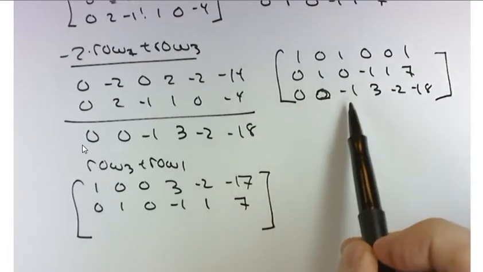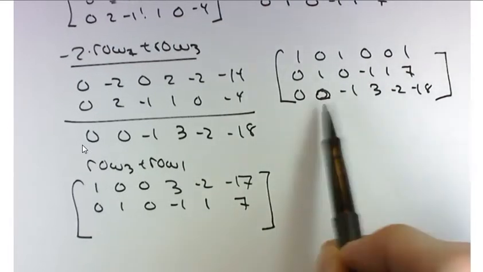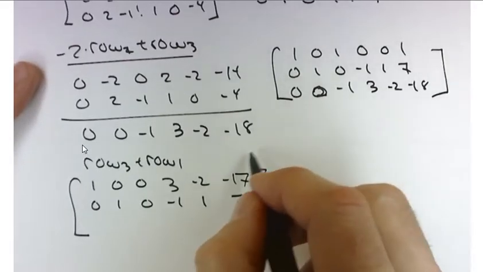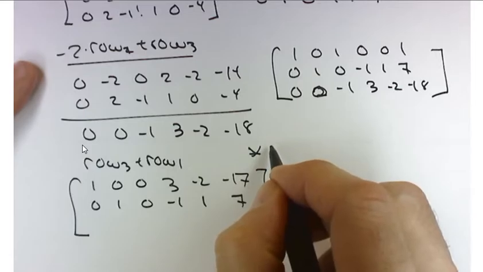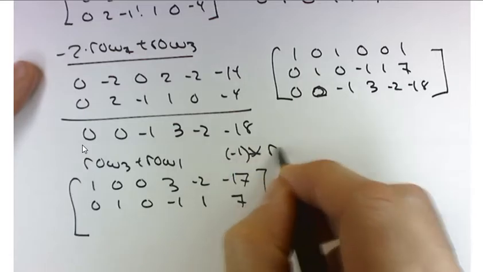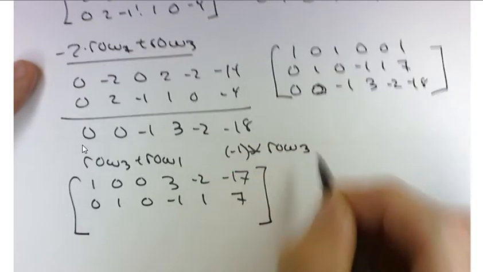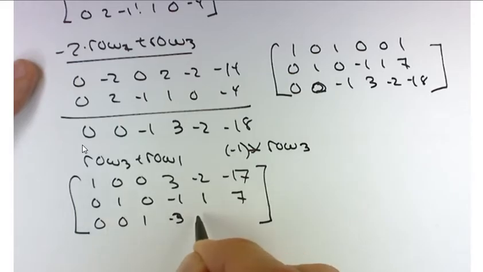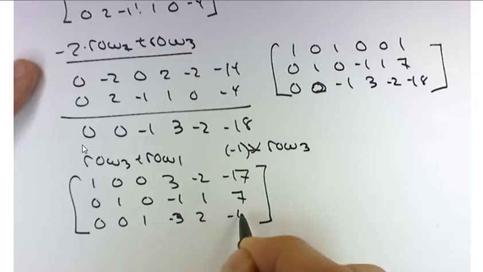And there's one last thing that I needed to do to clean up row 3. Yeah, times row 3 by negative 1. So yeah, kind of an inverse. So 0, 0, 1, negative 3, 2, and positive 18.